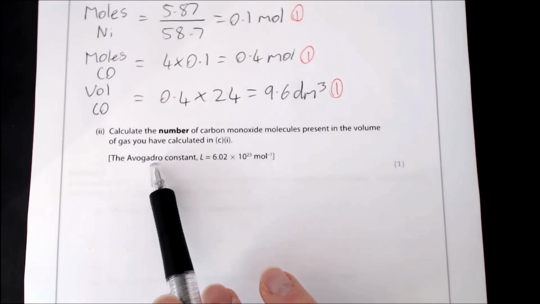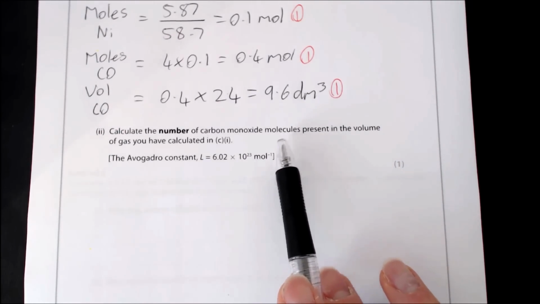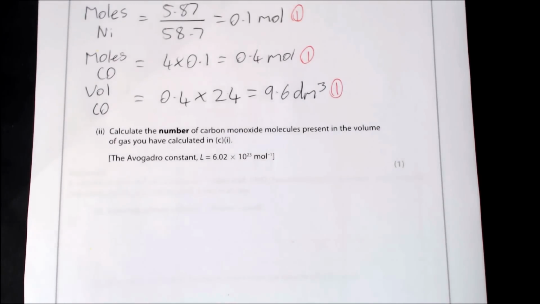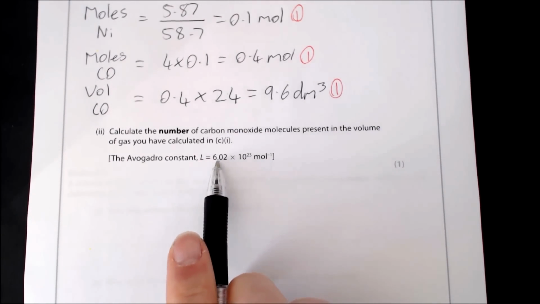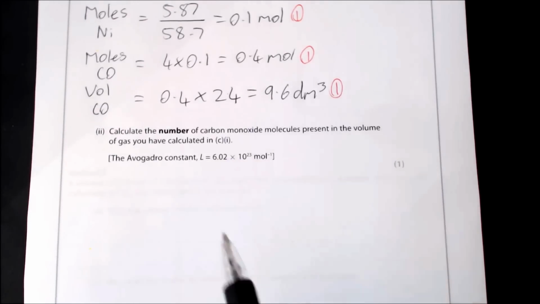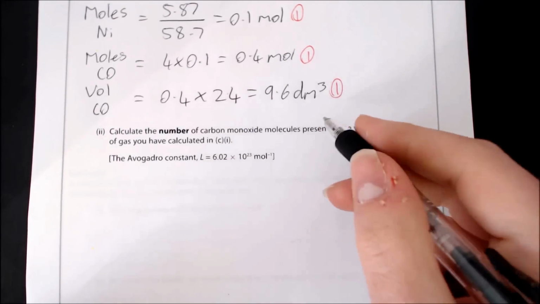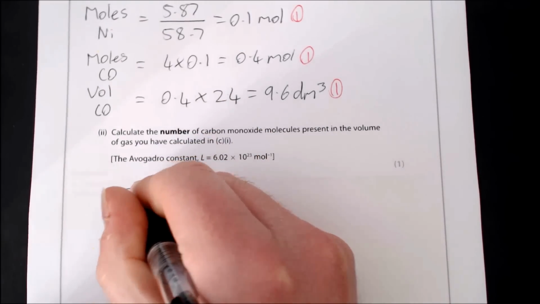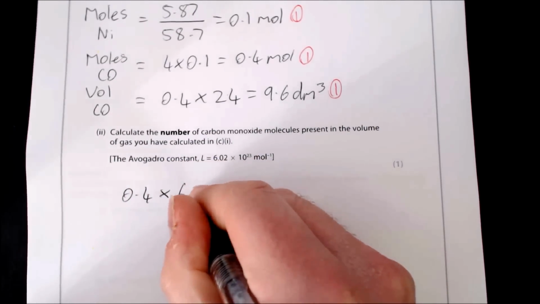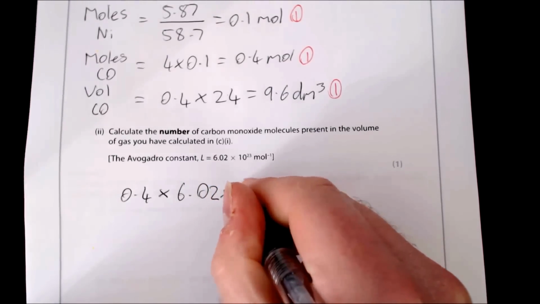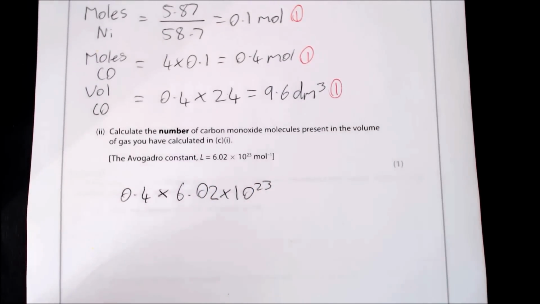So to work out the number of molecules present, we need to find out the number of moles of carbon monoxide. And we need to multiply that by Avogadro's number, or Avogadro's constant, which is this here. So all we do is we take the number of moles, which is 0.4, times by Avogadro's number, 6.02 times by 10 to the 23, huge number.